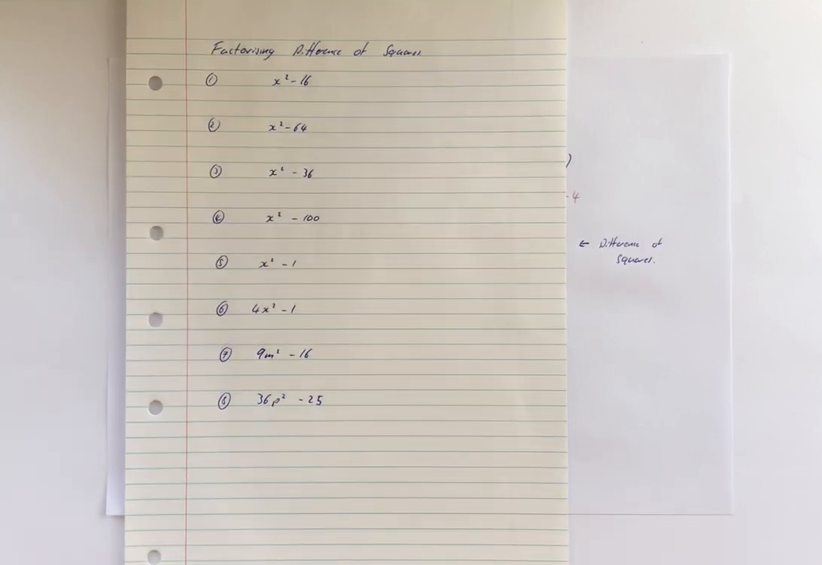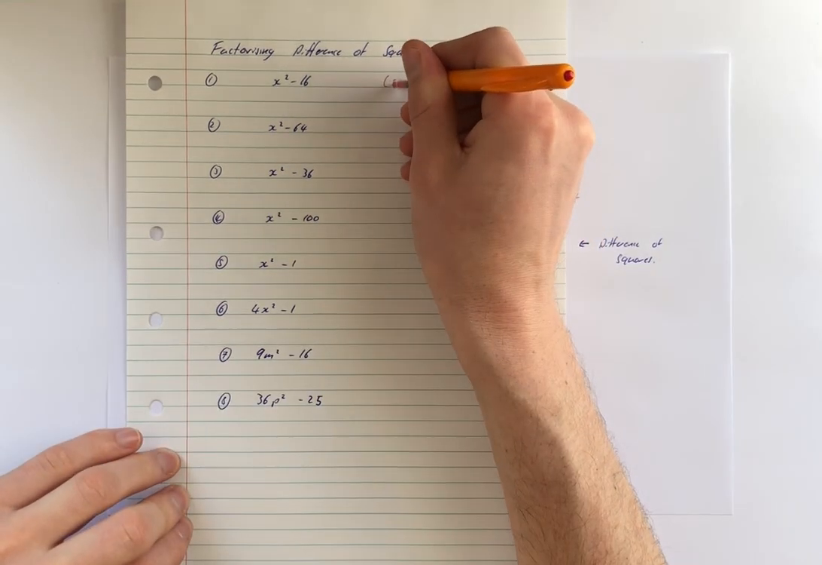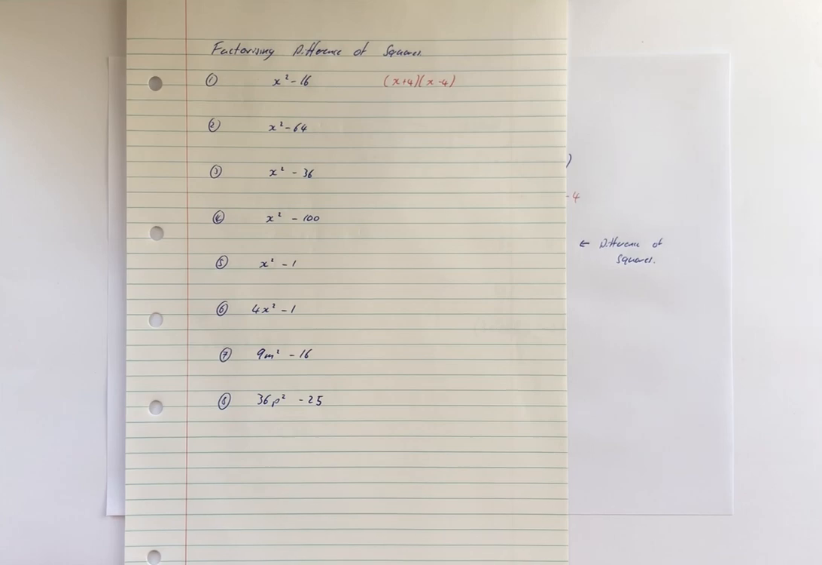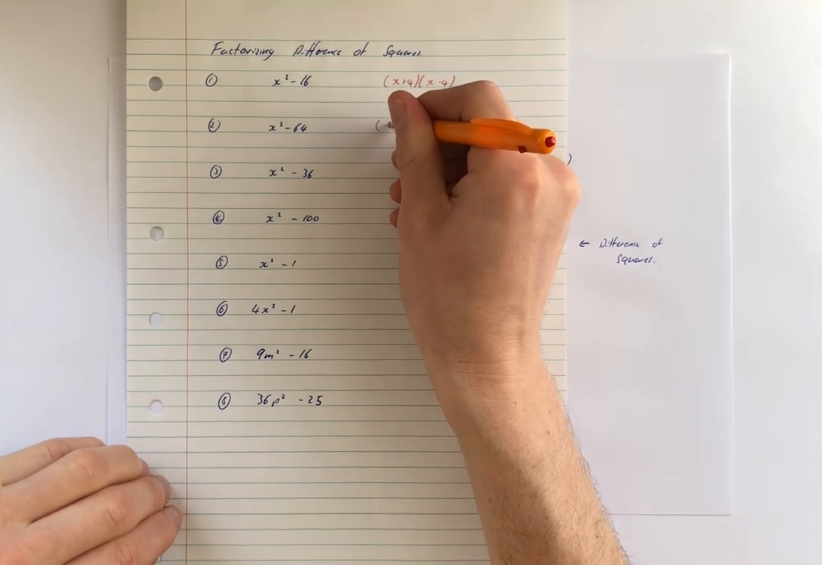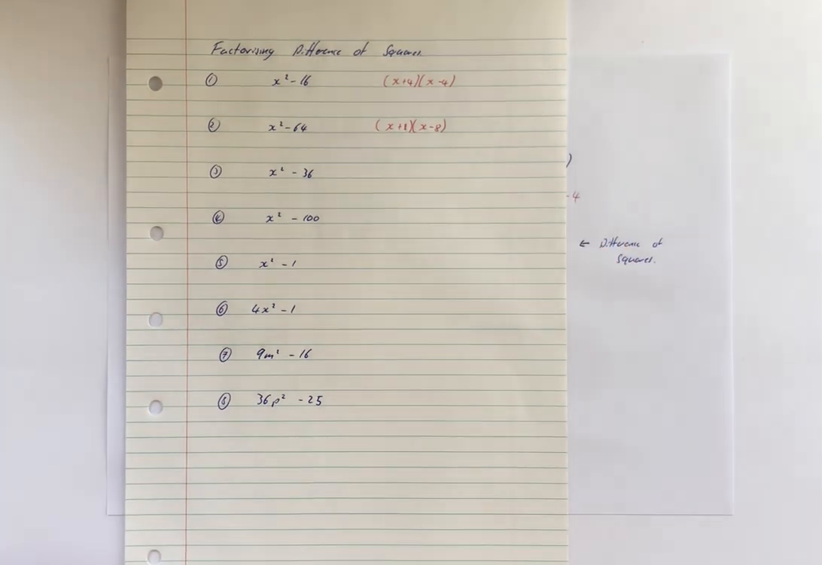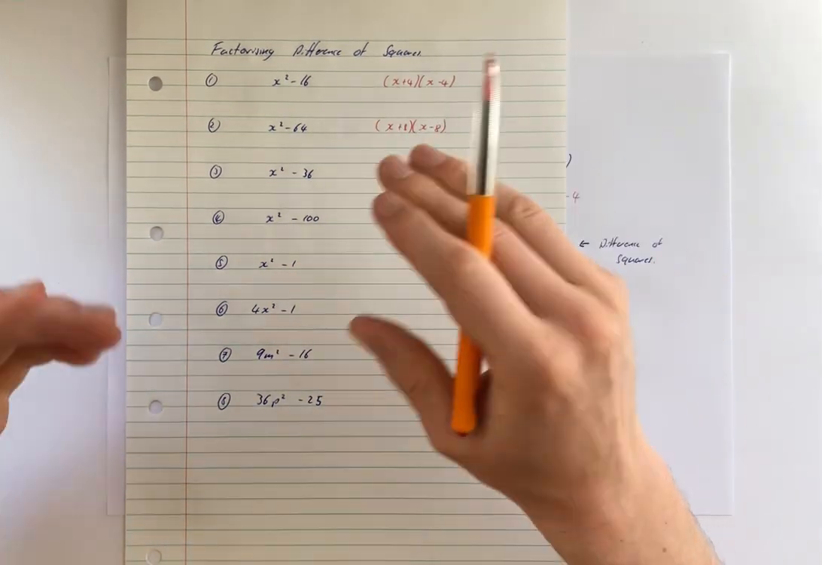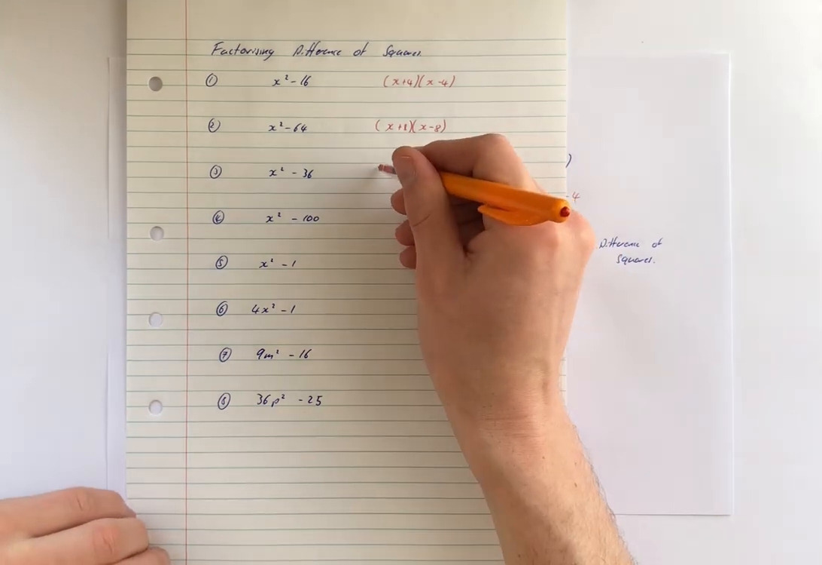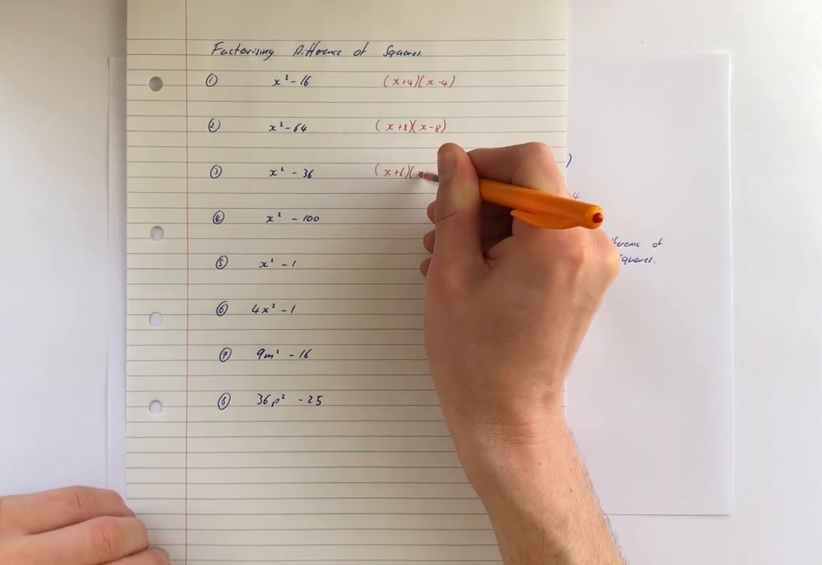So, question 1, x squared, take away 16. So we notice that it's the difference of 2 squares, and therefore it's easy to factorize. X plus 4, x minus 4. Question 2, x squared, take away 64. Well, that's just x plus 8 in one bracket times x minus 8 in another bracket. I usually go positive and negative, but it really doesn't matter what way around you do it. Question 3, x squared minus 36. Well, it should be easy. X plus 6, x minus 6.